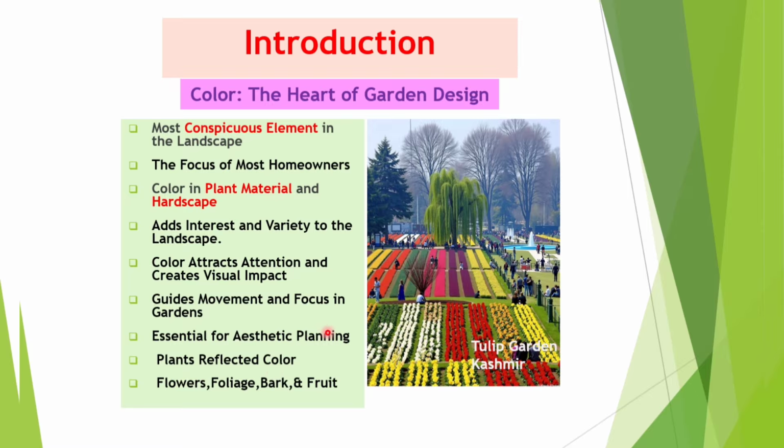As you see, this picture is about the Tulip Garden in Kashmir, which is Asia's largest garden, spanning over 74 acres, and you will see how a visual contrast is there of different tulip bulbs.